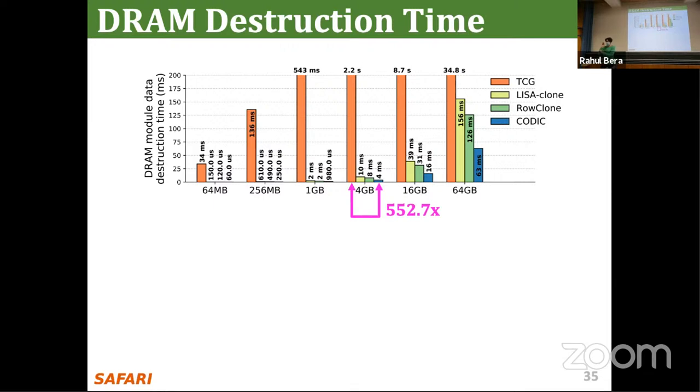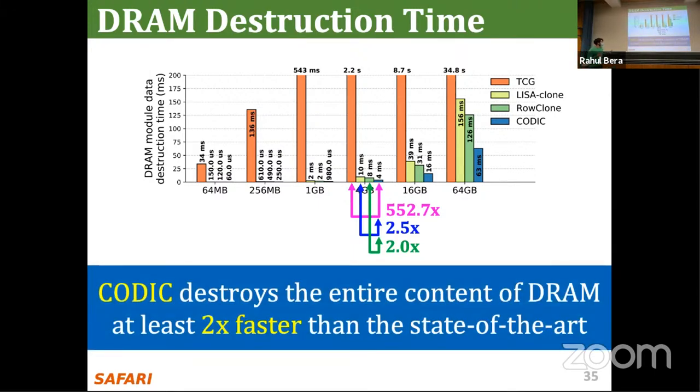The TCG, remember, is just issuing write commands to overwrite memory to store the content of the cells. And we are 2.5x and 2x faster than RowClone and LISA-clone. So maybe you are wondering why we achieve some speedup compared to RowClone and LISA-clone, which basically copy data at the row granularity, so it should be pretty quick to destroy data, right? But the fundamental difference is that these two require moving data to destroy the content of the cell. With CODIC, we are not dealing with moving data. We just destroy the data directly. This is the source of the speedups that we see here. So we conclude that CODIC destroys the entire content of the DRAM at least 2x faster than the state of the art.